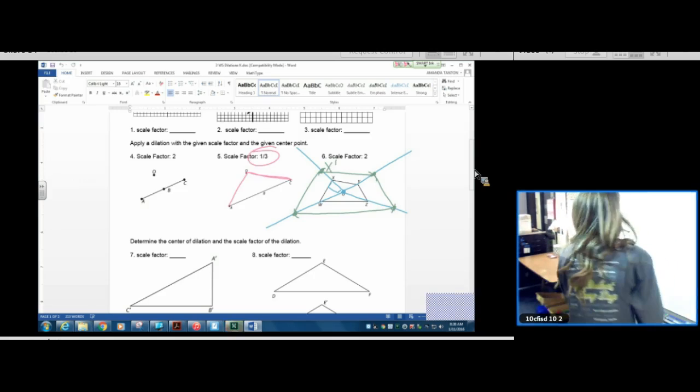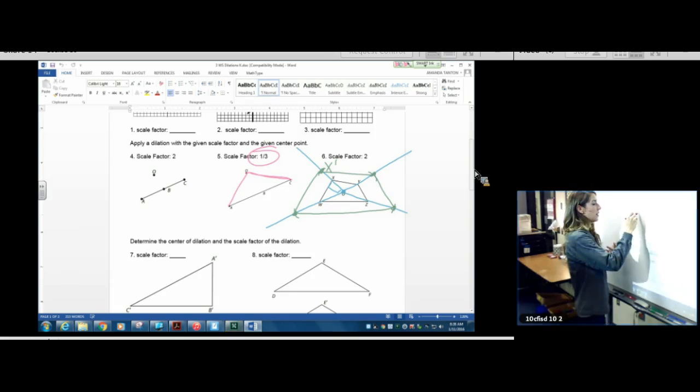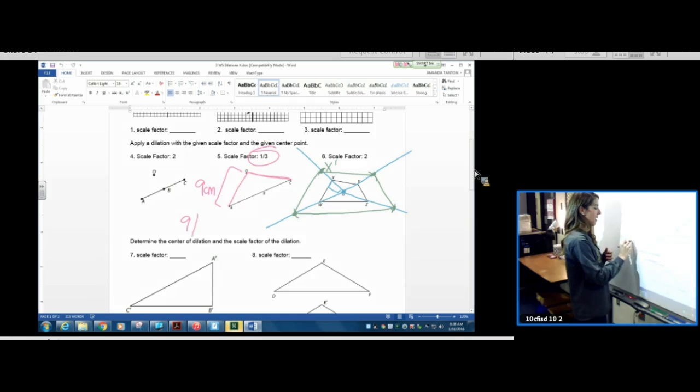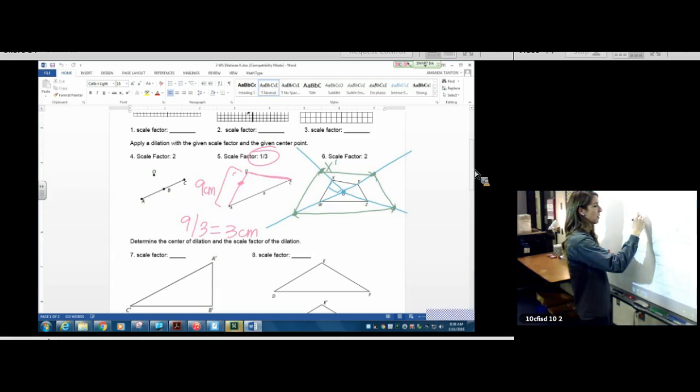So the scale factor is 1/3, and you measure this, and let's say it's 9 centimeters. Then you have to take that number, whatever it is, and divide it by 3, and then I'm going to measure only 3 centimeters. And then over here, I'm just going to measure 3 centimeters, and then I'm going to connect them. I've got A prime, Z prime.